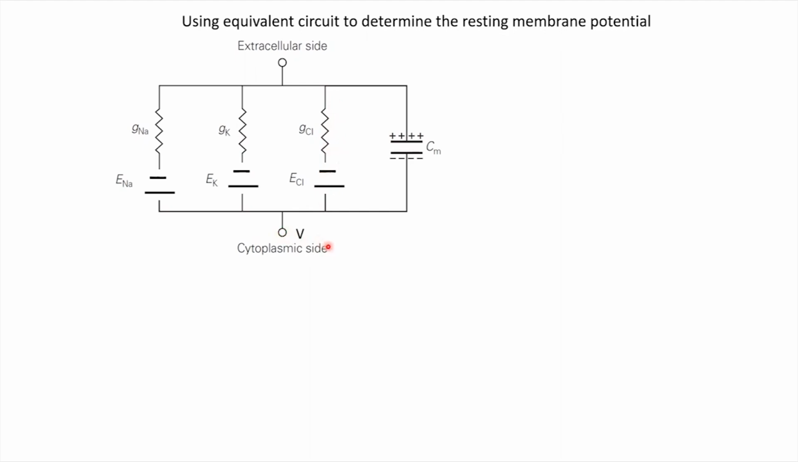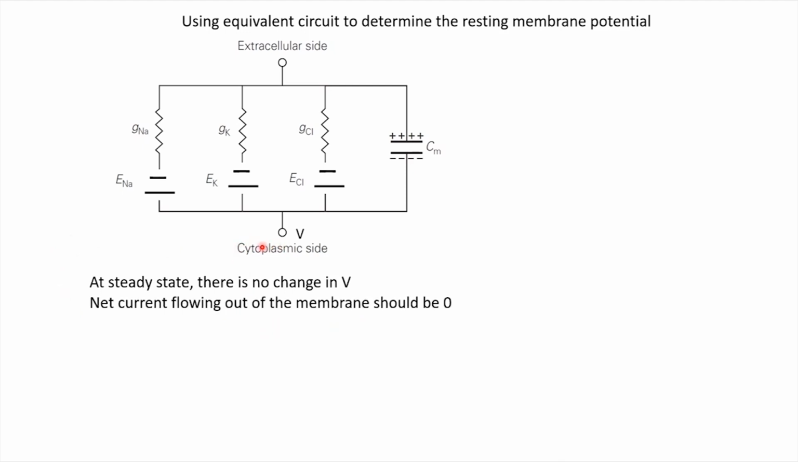A steady state will be reached if the total current flowing out through the membrane is zero. Even if there is current in individual paths, if the total current flowing out through all these channels is zero, then there will be no net change in the membrane potential. If we apply that condition, then we can write that the total current flowing out should be zero. So V minus ENA times GNA plus V minus EK times GK plus V minus ECL times GCL. All these terms together denote the current flowing out through the membrane, and that should be equal to 0.